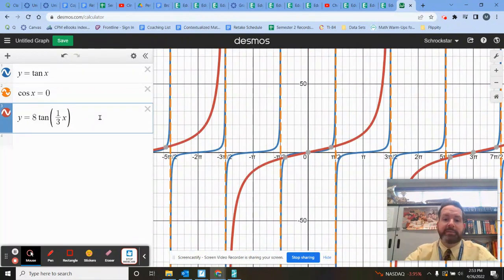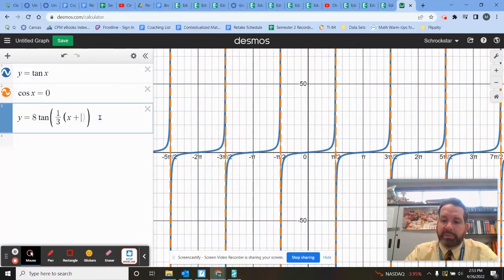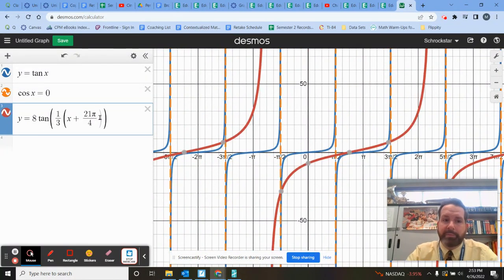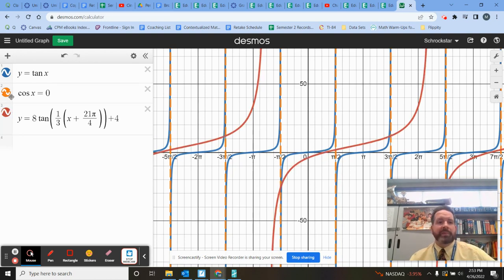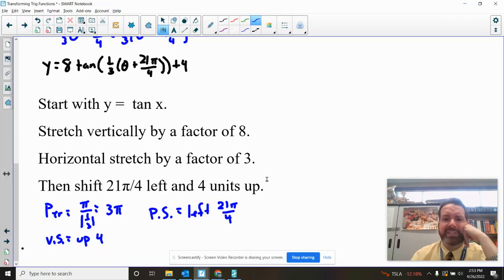Now let's do our shifting. So plus 21 pi over 4. So we've shifted everything 21 pi over 4 to the left and put the +4 on the back. There we go. So in blue is your original tangent graph. In red is our stretched and shifted transformed tangent graph. So same general shape, it's just got a different level of curvature because of how it's been stretched and moved around.